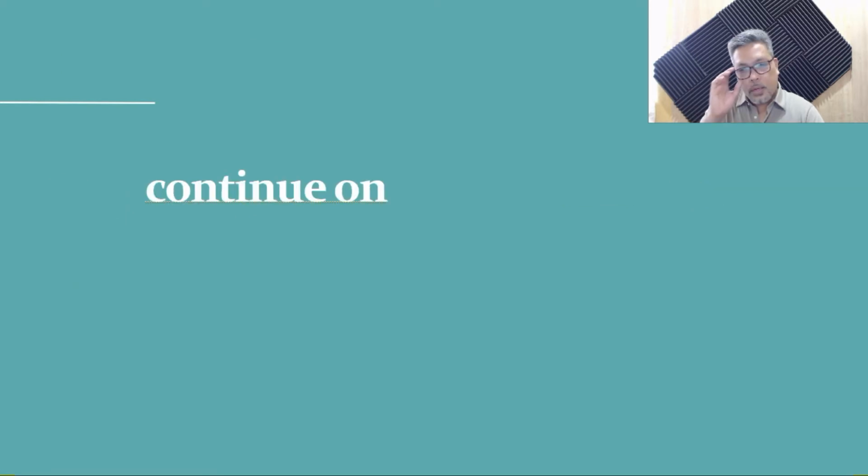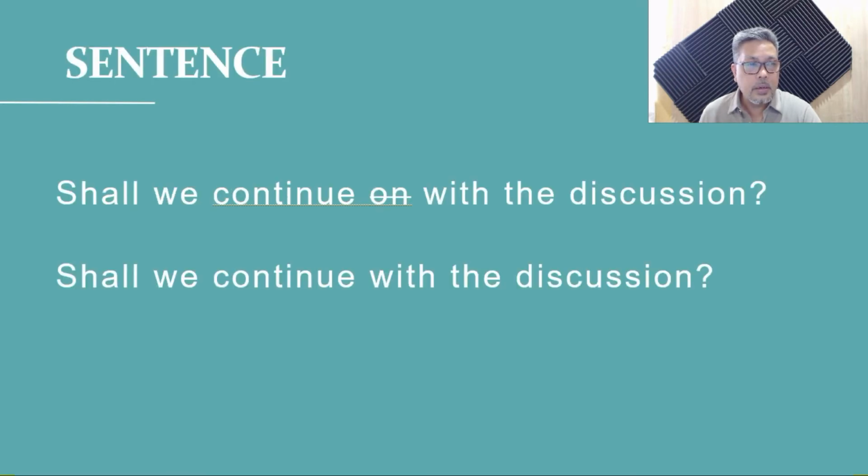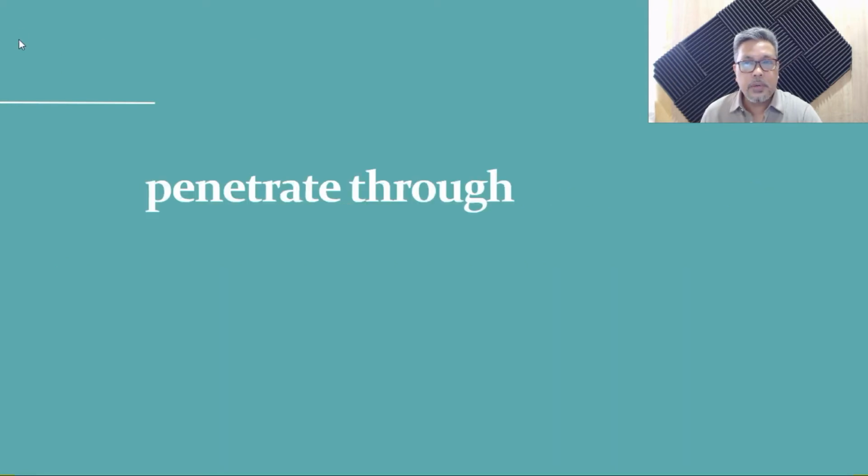So as we continue, I mean, if I was going to use the redundant word combination, I would have said, so as we continue on, but of course this is a redundant word combination. You don't need the preposition on anymore. You just say continue and that is fine. Okay, so sentence, shall we continue on with the discussion? Again, the word on there, the preposition, is no longer necessary, so you just say, shall we continue with the discussion? Okay, let's have another one.